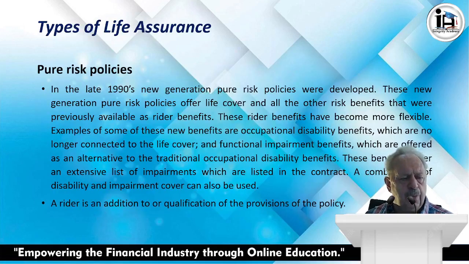Right, then you get pure risk policies. In the late 1990s, new generation pure risk policies were developed. These new generation pure risk policies offered life cover and all other risk benefits that were previously available as rider benefits. These rider benefits have become more flexible. Examples of some of these new benefits are occupational disability benefits, which are no longer connected to the life cover, and functional impairment benefits, which are offered as an alternative to the traditional occupational disability benefits. These benefits cover extensive lists of impairments, which are listed in your contract. A combination of these disability and impairment cover could have also been used. A rider is an addition to or a qualification of provisions to the policy.